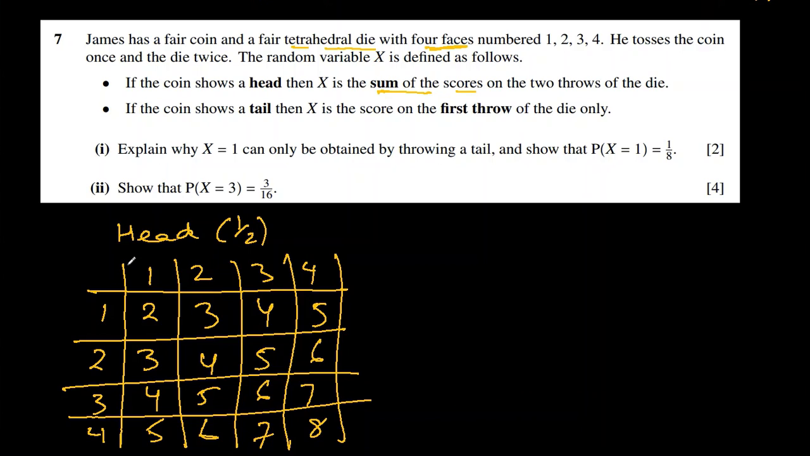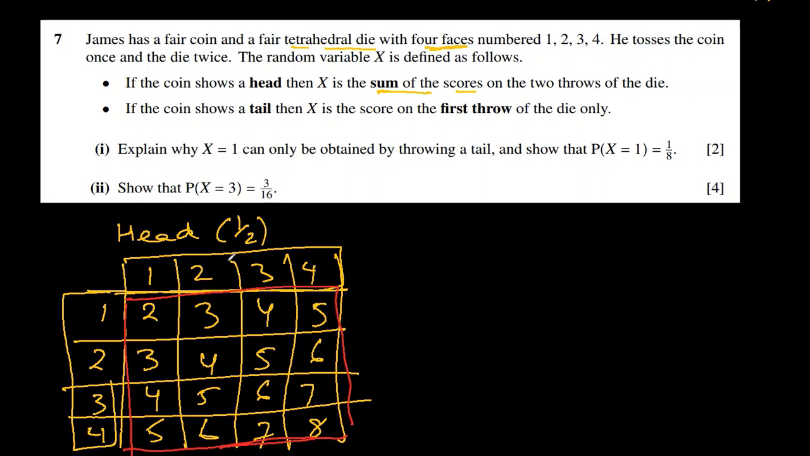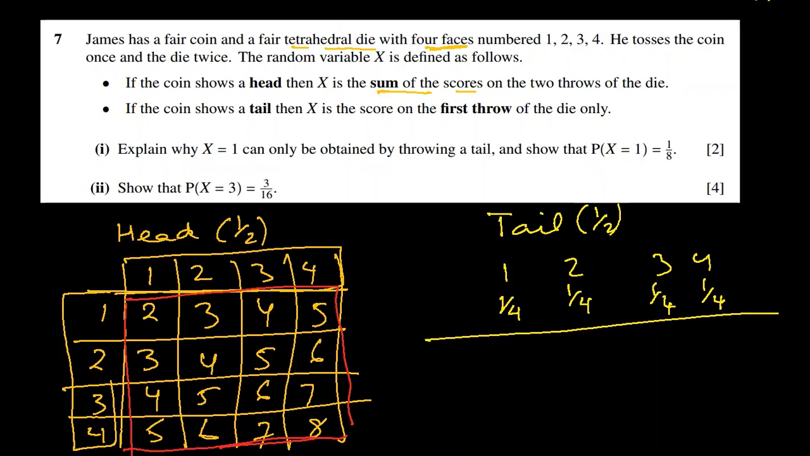So what I've done is added the rows and columns. These are the outcomes, but the actual score will be from this combination of the scores, this part. There are 16 outcomes possible in this case. Alright, let's go to the other one. If there is a tail, again the probability is half. And what is the case for tail? The first throw is 1, 2, 3, 4. These are the only four scores available, and because it's a fair die, the probability of each one will be 1/4. Let's move on to the actual question now.